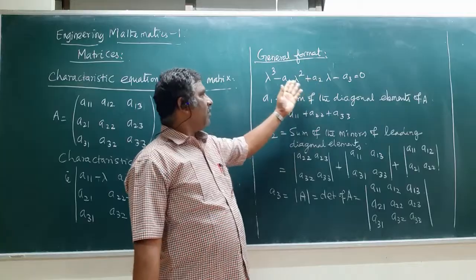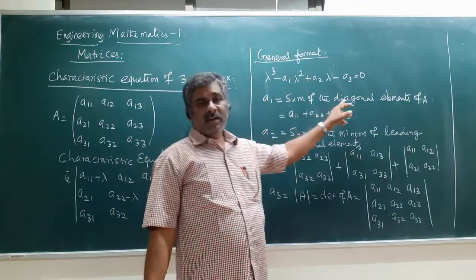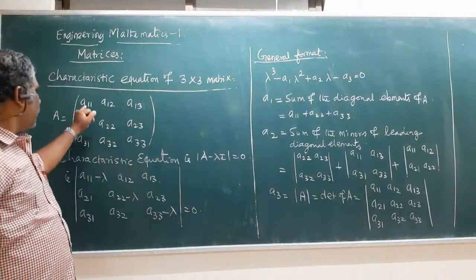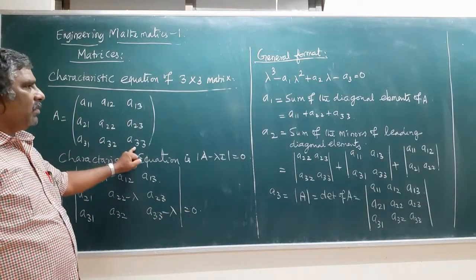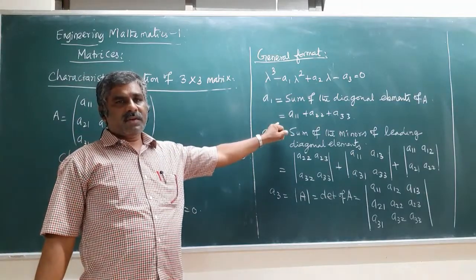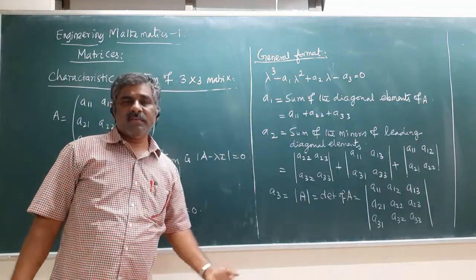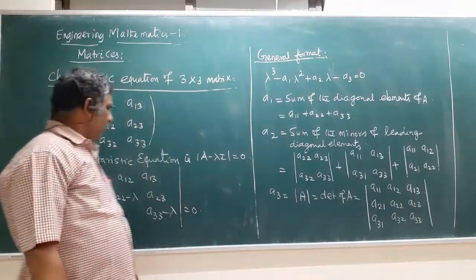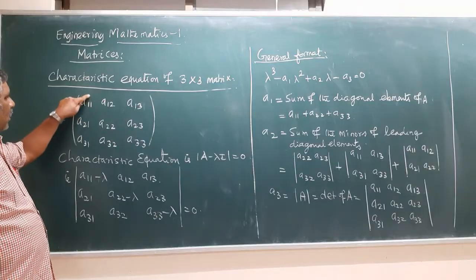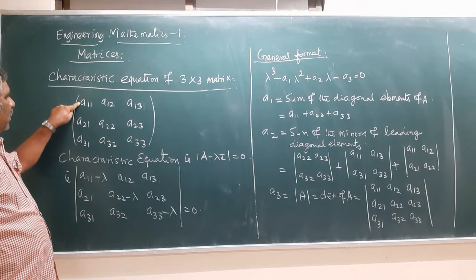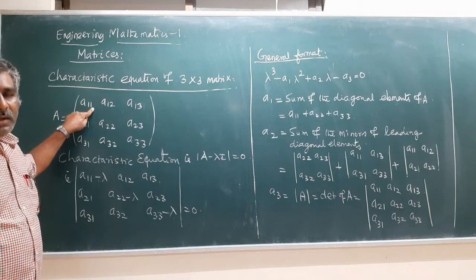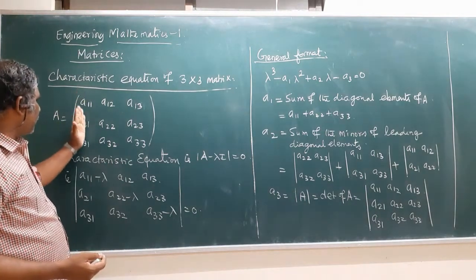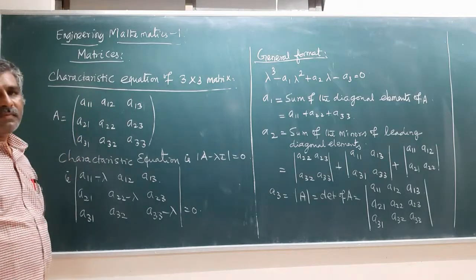In this shortcut formula, what is A1? A1 is the sum of diagonal elements of A, that is A11 plus A22 plus A33. That is the first one. The second one is the sum of the minors of the leading diagonal elements. What is called the minor? A11 is a diagonal element. Now take the minor for this: you leave the respective row and the respective column.